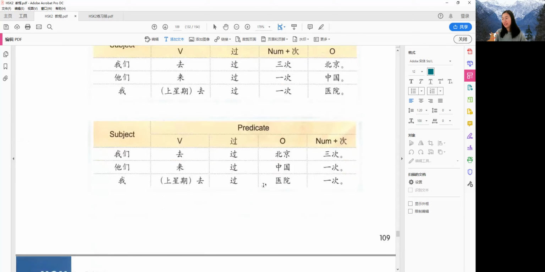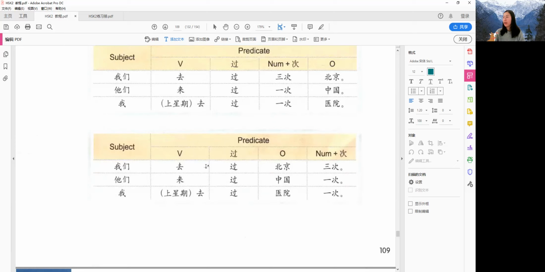All right, so yeah, this is it. This is the example sentence when they put these times at the end of the sentence.